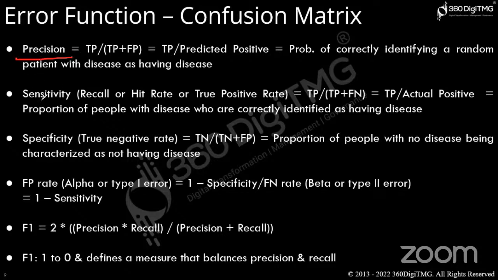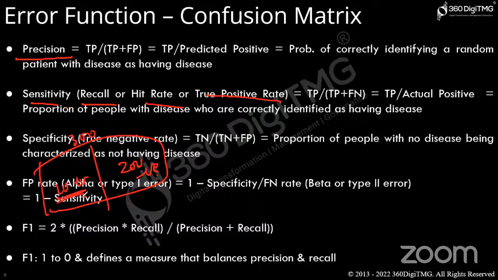And then we have sensitivity. It is also called recall or hit rate or true positive rate. What is it? Let's say you have a total of 300 cases. Of those, 100 are positive cases and 200 are negative cases. Among those 100 positive cases, how many did you predict as positive?